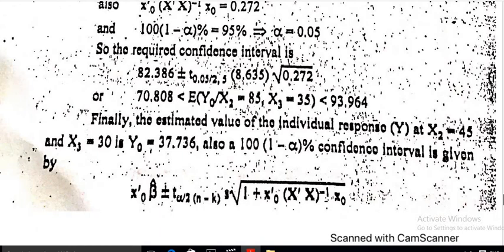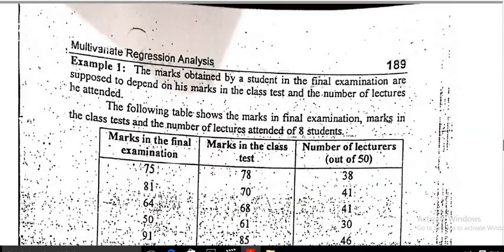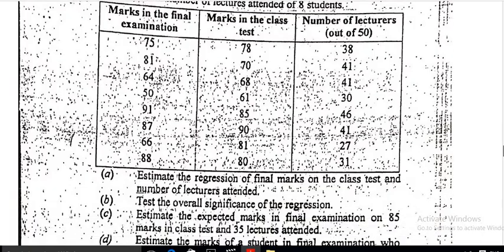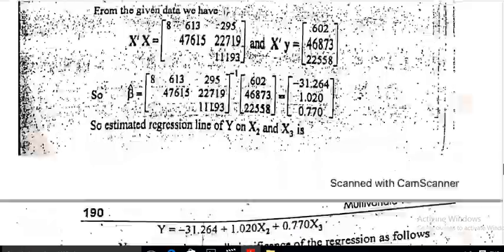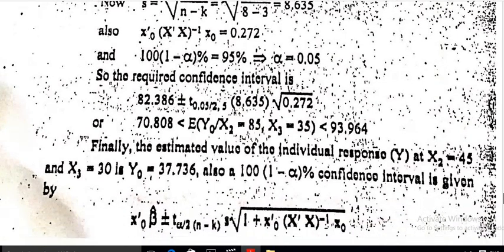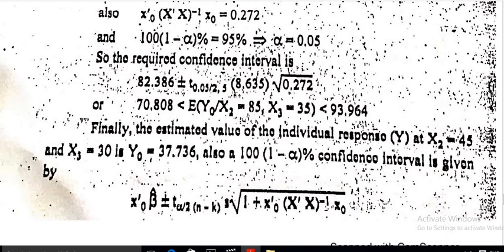Now finally, the estimate of the individual response y at x2 equal to 45 and x3 equal to 30 is y naught equal to 37.76. It is obtained in a similar way, as we have to replace the values of x2 and x3 in the regression model, that is x2 equal to 45 and x3 equal to 30. We obtained 37.736.